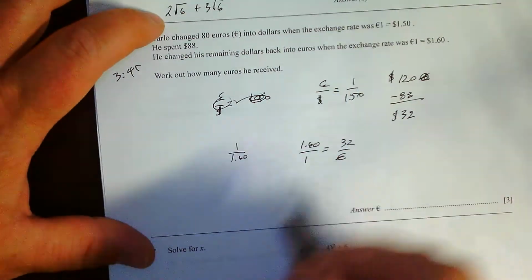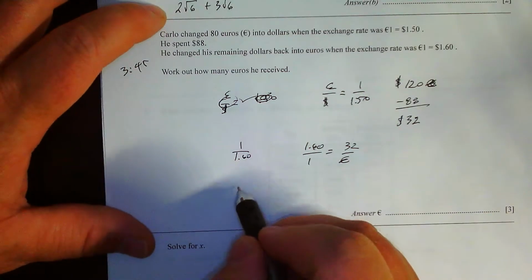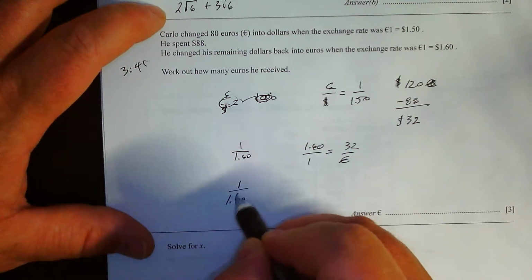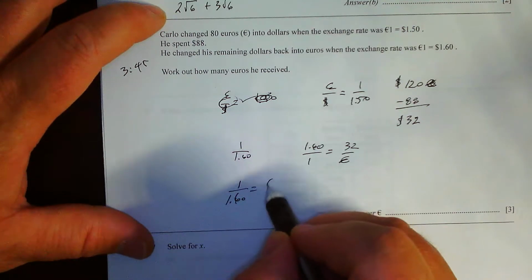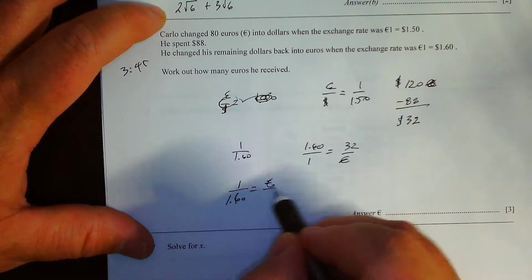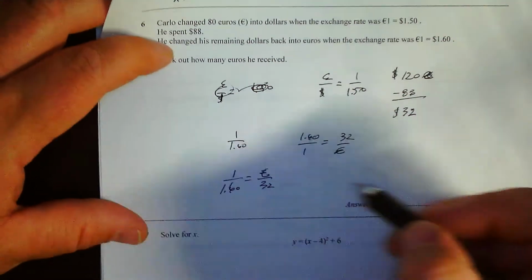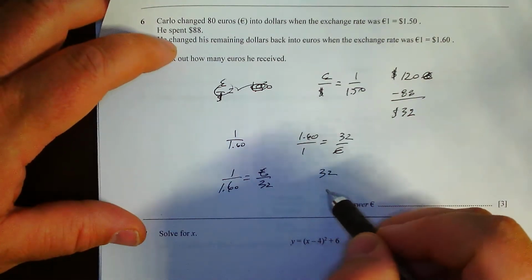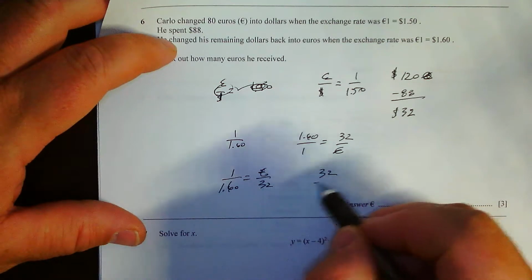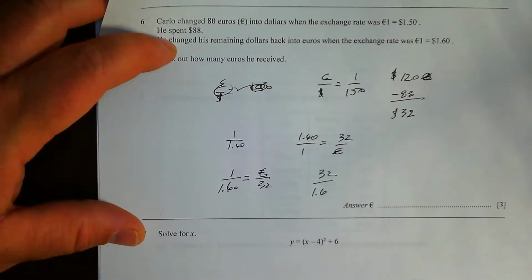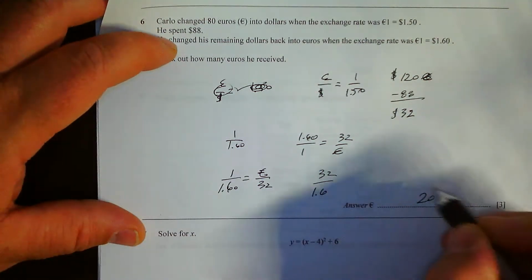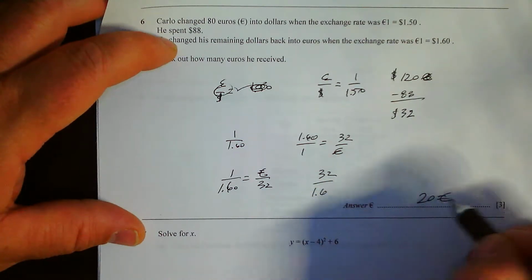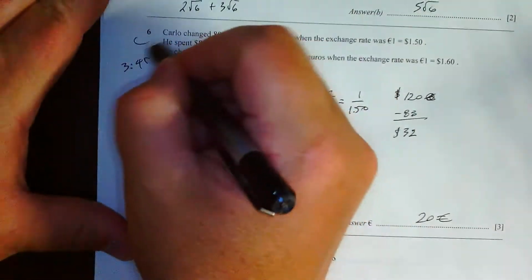Yeah. This one's upside down. This one's upside down. So 1 over 160 equals, we don't know how many euros, over 32. So 32, that's 20 euros. I think that's right. I'm going to come back and check this one too.